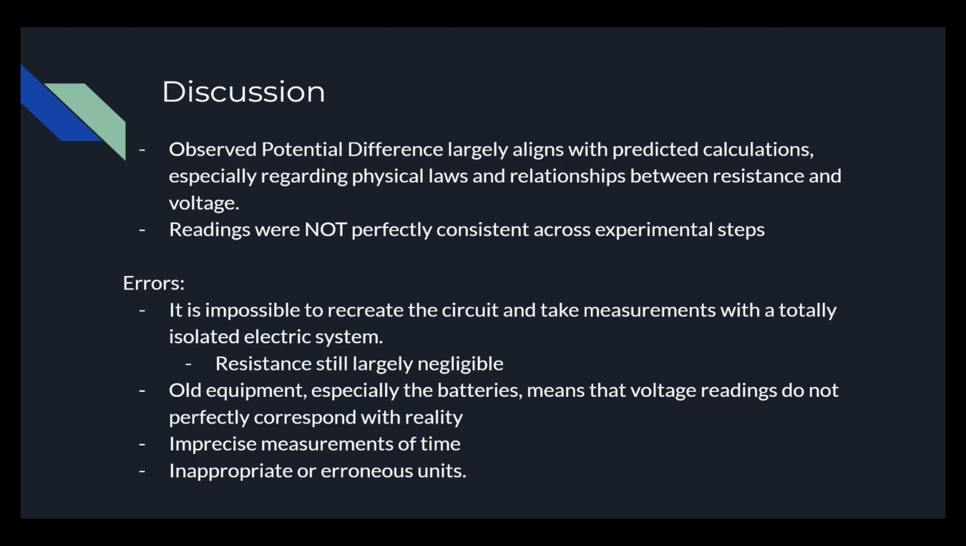The observed results really did align with the predicted calculations, but readings were not perfectly consistent across experimental steps, and that's because of errors. Really, it's impossible to recreate the circuit exactly correctly every time and take measurements with a totally isolated electric system that has no change to any of the measuring tools, especially with this old equipment and the batteries being so different than what we are supposed to be working with, or even the light bulbs. Stuff like that is going to have some error. Also, imprecise measurements of time.